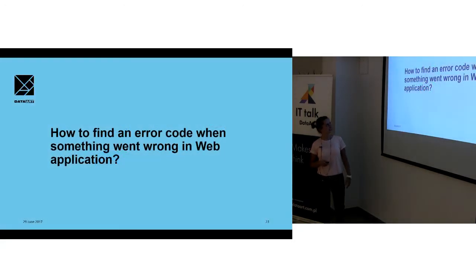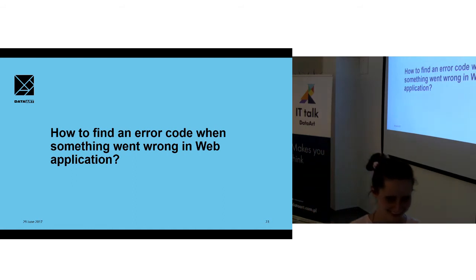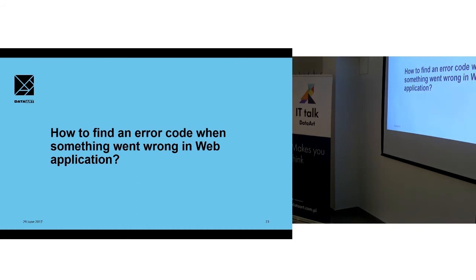Okay, the next question is how to find an error code when something went wrong in a web application. Yeah, it's surprising. Here it is. And why do we need it? Why do we even need it?